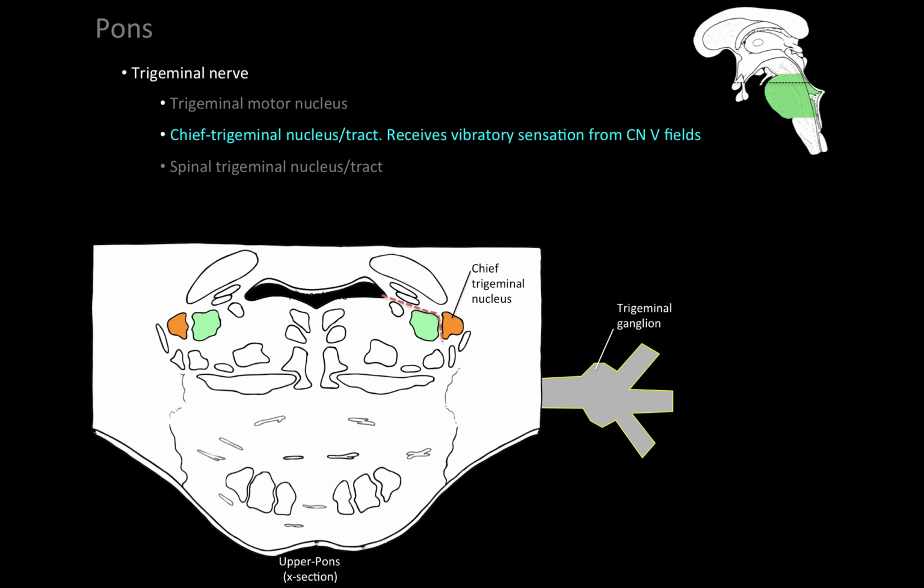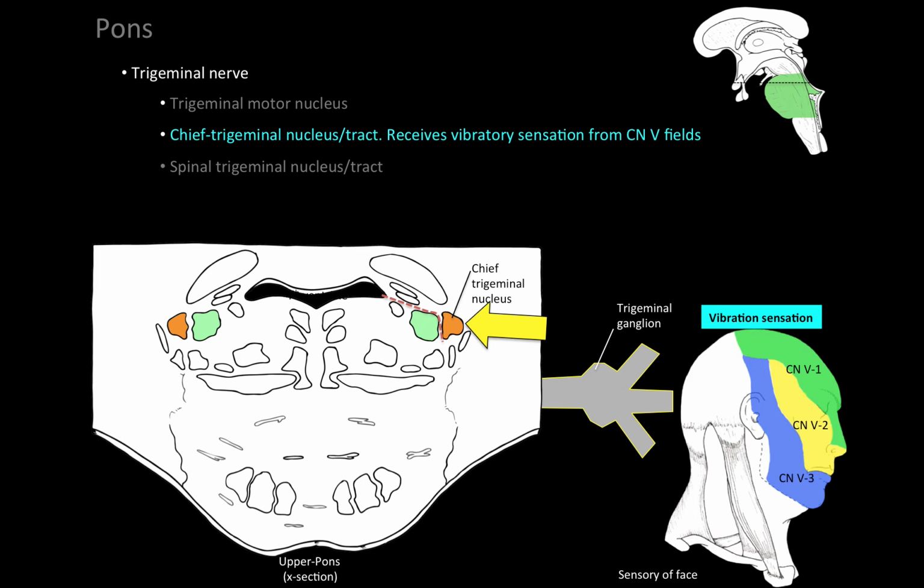And so that second line shows chief trigeminal nucleus and tract. This is a sensory cranial nerve nucleus that receives vibratory sensation from our cranial nerve 5 sensory fields. If we look down at that yellow arrow showing this now orange nucleus on the lateral side of the sulcus limitans, there we see a lateral view of the head with sensation from the face showing our V1, V2, and V3 sensory fields.